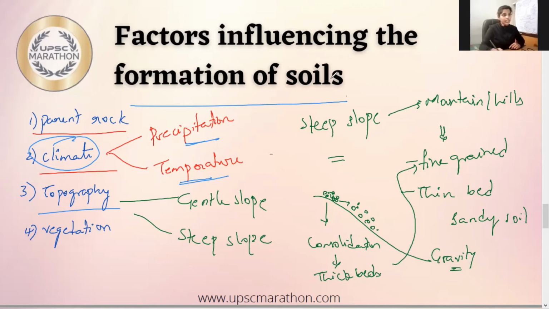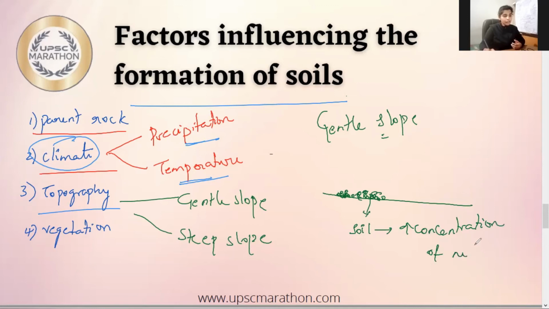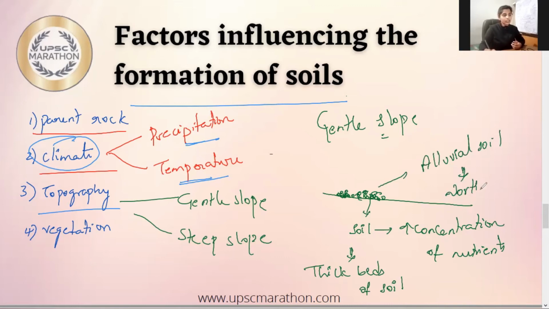Now let us see about the gentle slope. In gentle slope landforms, what happens? So it has enough time to consolidate and form thick beds of soils. Hence, it also leads to the increase in the concentration of nutrients, and hence they form thick bed of soils. Where do we find these type of soils? We can find these in alluvial soil or northern plains.